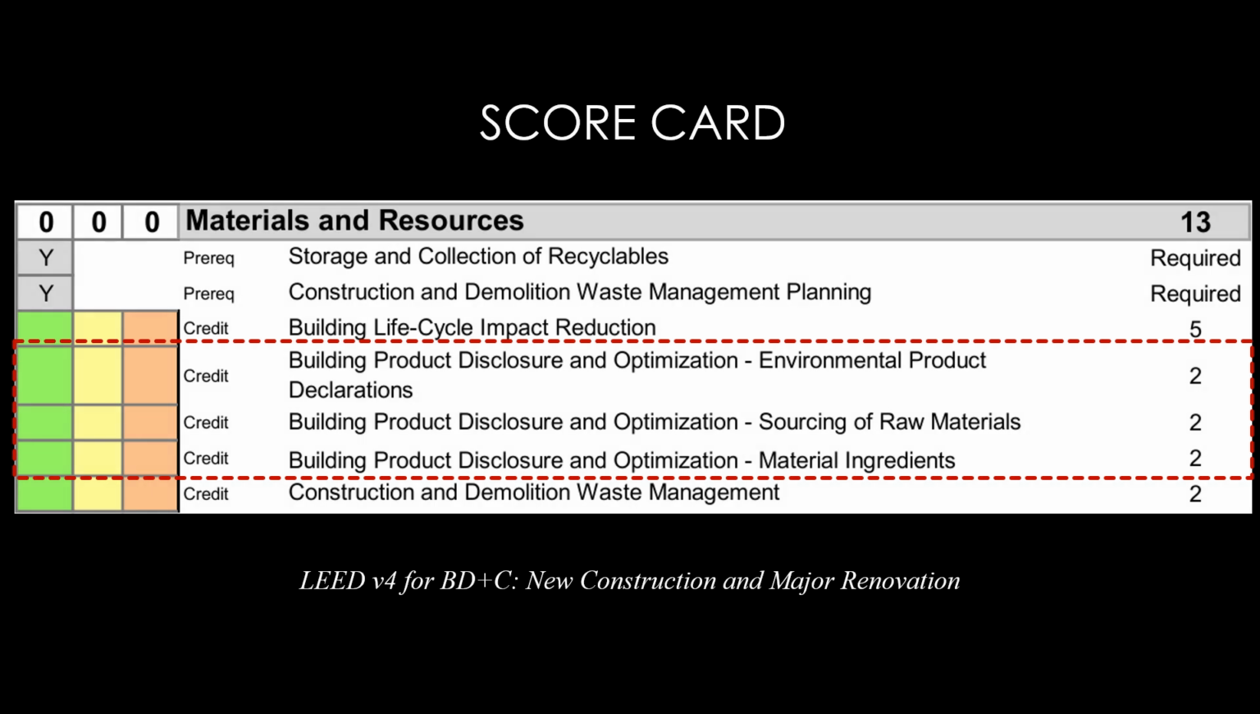Till now we have covered 2 prerequisites and 2 credits in this category. In today's lecture we will cover the remaining 3 credits. They are building product disclosure and optimization, environmental product declaration with 2 points, and building product disclosure and optimization, sourcing of raw material with 2 points, then finally building product disclosure and optimization, material ingredients, again with 2 points.